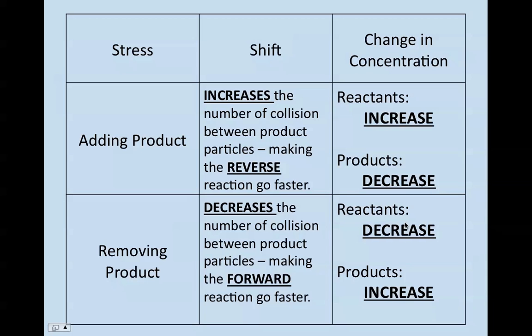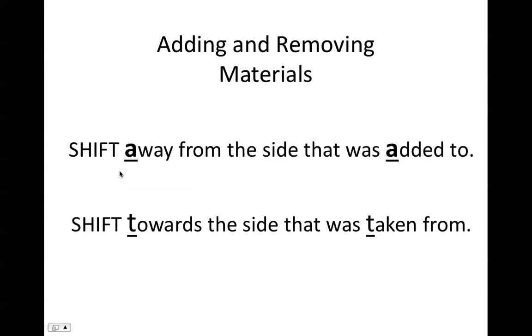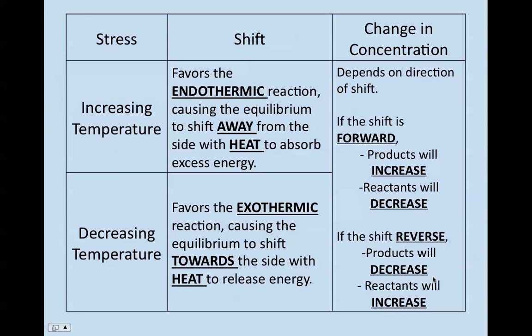Some students like to think about whatever we take out, we're going to try and replace by the system. So we're always going to shift towards what we're taking out, and whatever we add is going to be able to get used up faster, so we're going to shift away from what we add. So this is something that sometimes helps students. We shift away from the side that was added to, so the two A's, and we shift towards the side that was taken from, so the two T's. So something to help you kind of memorize this stress of changing concentration.